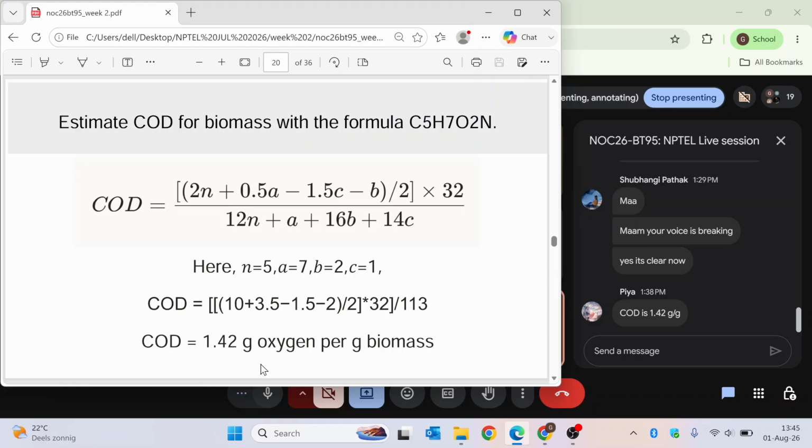Is that clear, or any doubts? Okay, if there are any doubts, you can post in the chat box anytime.